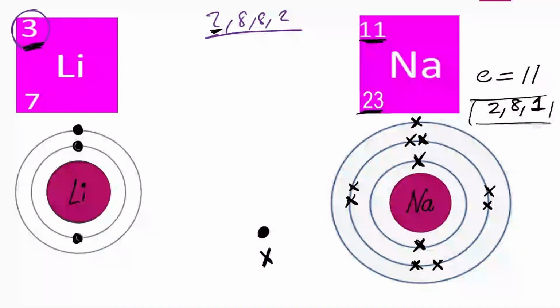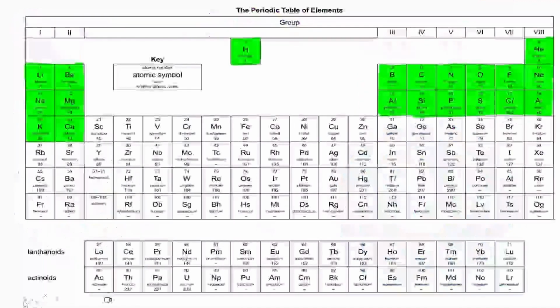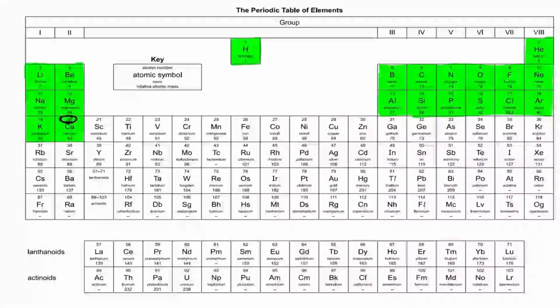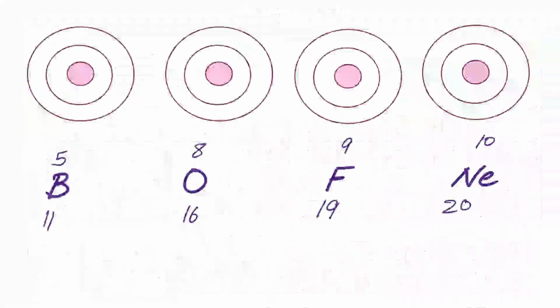This year, it is enough for you to know only the electronic structure of the first 20 elements, up till calcium only. Let's draw together the electronic configuration of some elements. We have here boron. Boron has 5 electrons. How are we going to distribute the 5 electrons? We have 2 and 3. So we write the symbol of the element. The first energy level has 2 electrons, while the second energy level has 3 electrons.